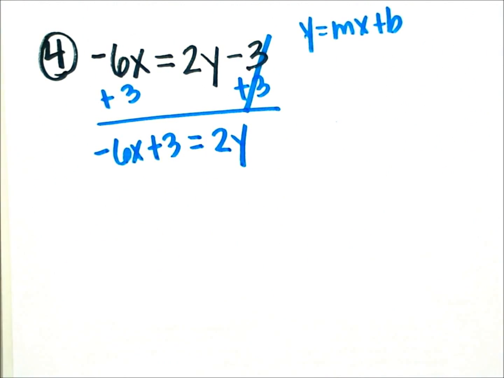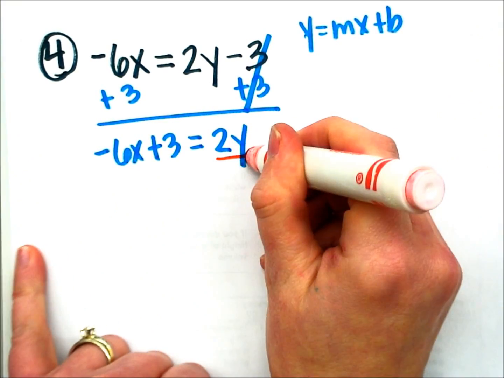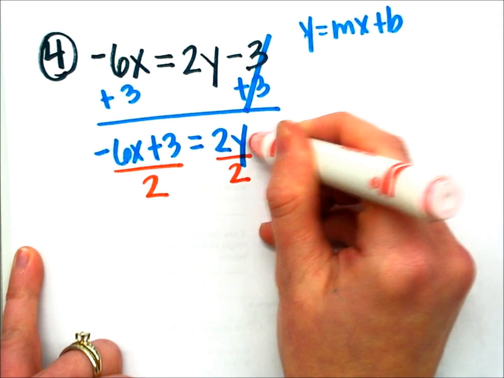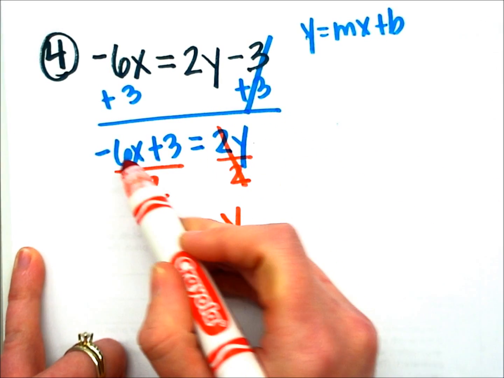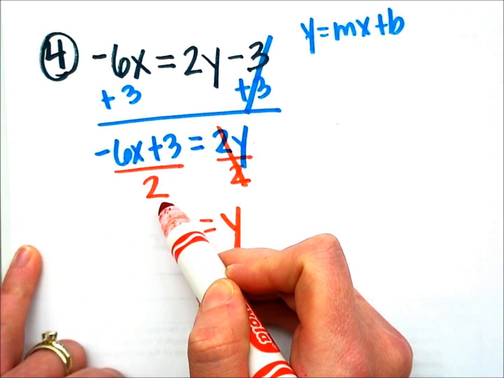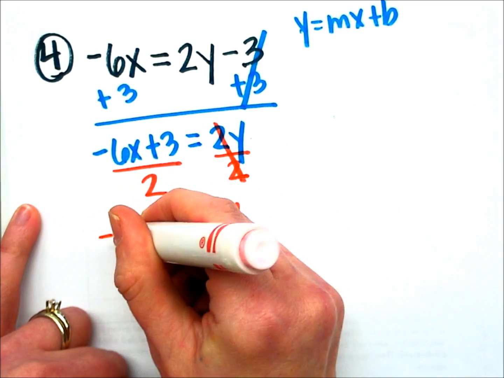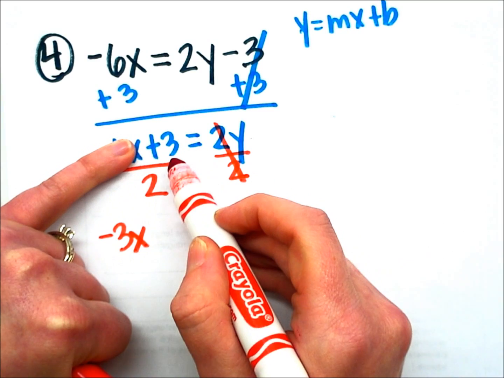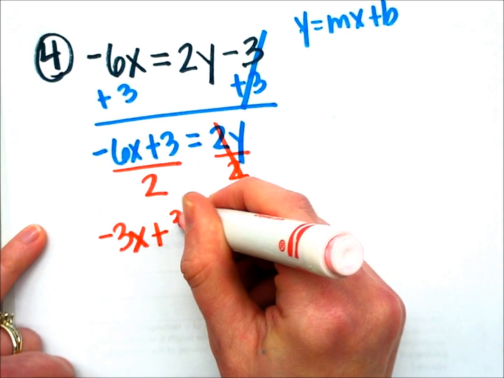That says 2y, or 2 times y. So to get y alone, I need to divide by 2, and I would need to do this on both sides. 2y divided by 2 is 1y, or just y. I'm going to divide each one of these terms by 2 now. Negative 6x divided by 2 is negative 3x. If I cover that up, that looks like a positive 3 over 2, or divided by 2. So we can just leave that as plus 3/2.